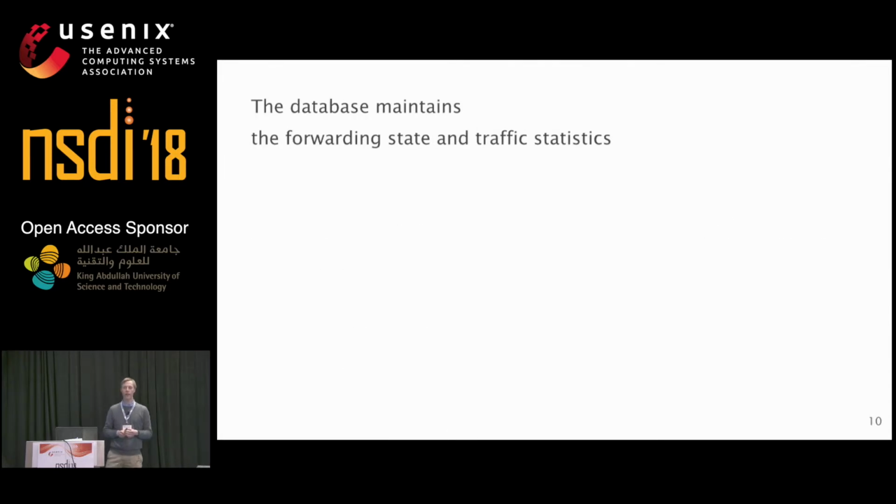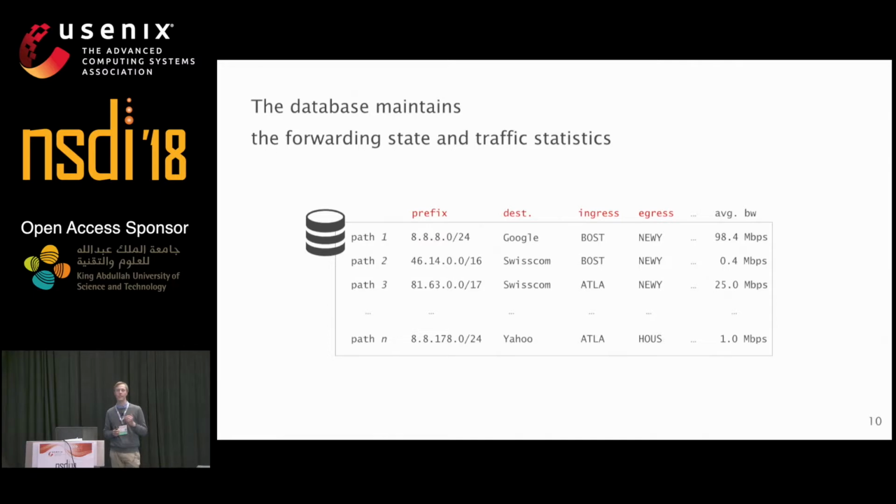The network database maintains the forwarding state, so the forwarding tables of the network, and the traffic statistics. At the high level, you can think of it as a big table containing a lot of paths, per router and prefix at least one path, and each path is associated with a few feature values. So we have, for example, the destination, so to which organization the prefix belongs, the ingress, the egress, and the average bandwidth occupied by this path.